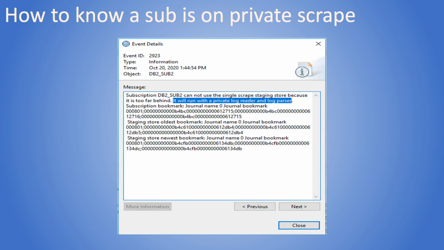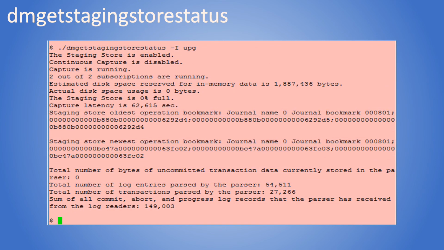Similarly, we can look at the event to figure out if the subscription is running on private scraper. We may need to know the staging store status to understand how near or far a subscription is from the staging store.